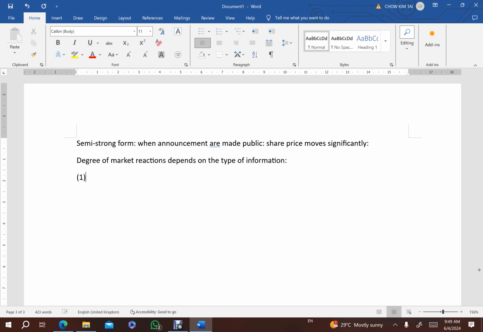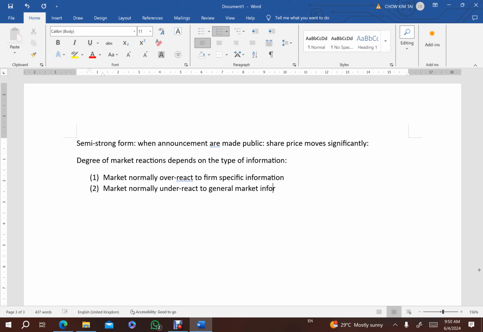Okay, now generally these are the two findings. The markets normally overreact to firm specific information, but the market normally underreact to general market information. Okay, this is the general finding in the market.